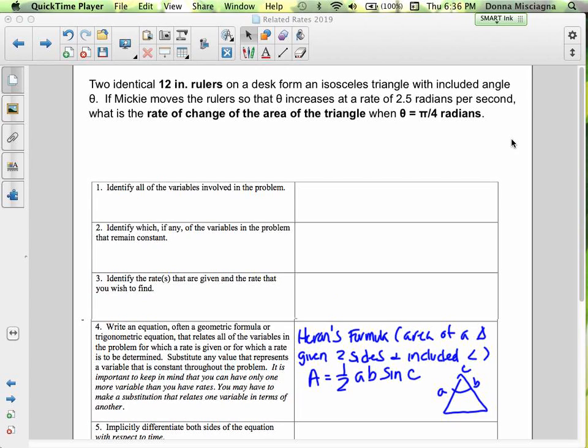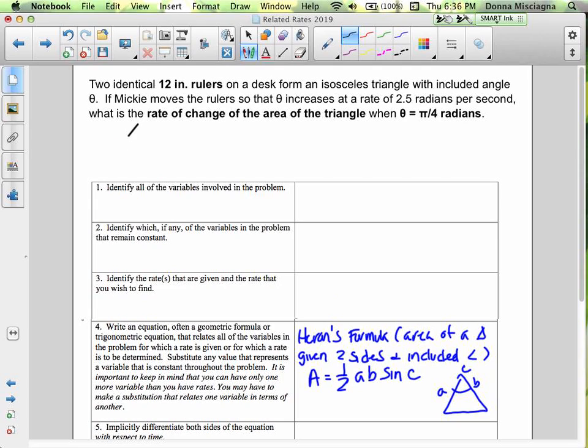Let's draw a picture. A picture will make it easier for us. So he's moving these rulers around, opening them and closing them. That's a good enough picture. They're supposed to be the same, so I'll make it look a little more the same. All right, there we go. So two identical rulers, opening and closing them, and so he's making a triangle with them. Of course, it would be an isosceles triangle because each of the rulers is 12 inches.